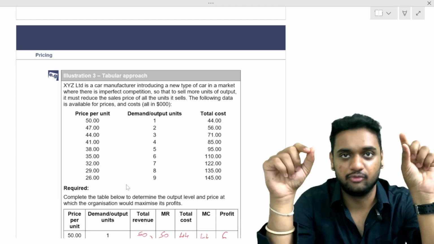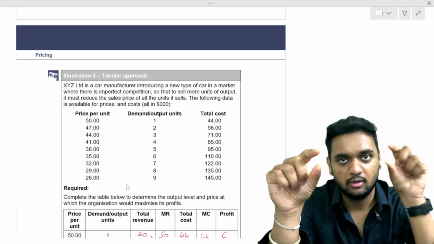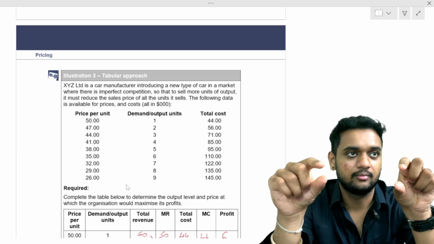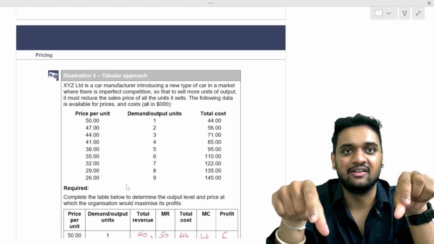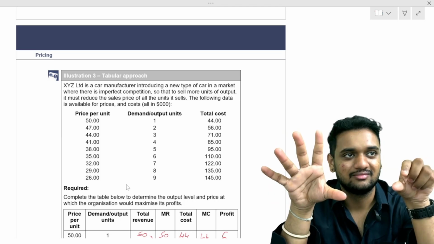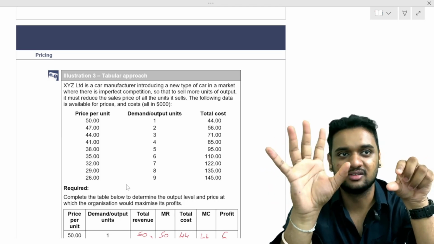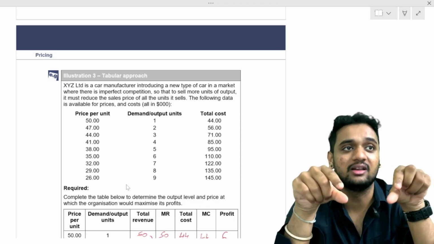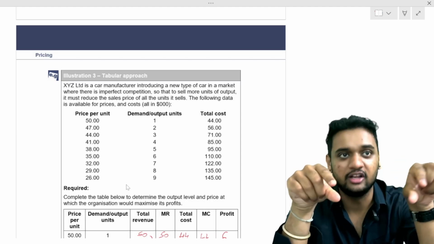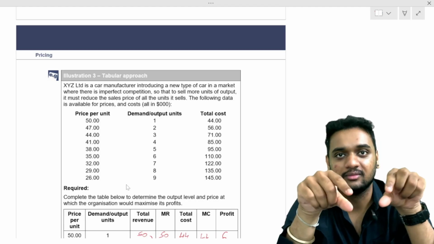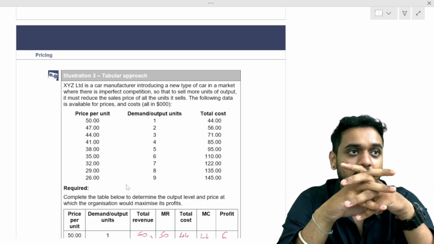We have three cases: 14, 12; 15, 14; 16, 17. Don't look at the difference at all. Whichever is the closest to MR equal to MC, that we take. 15, 14 is closest. One more would be 15, 15. That is the closest, and that only we will take.